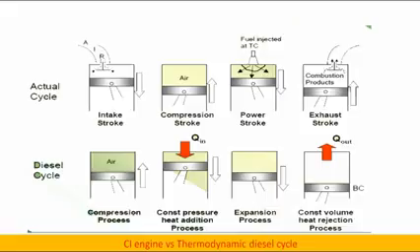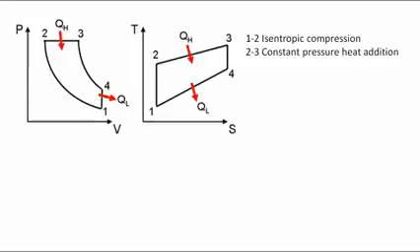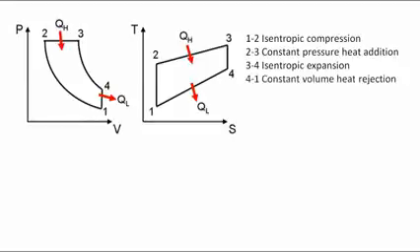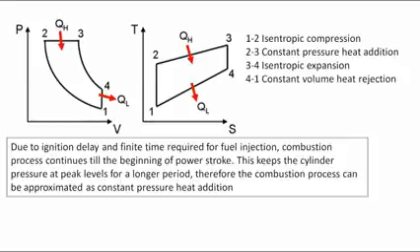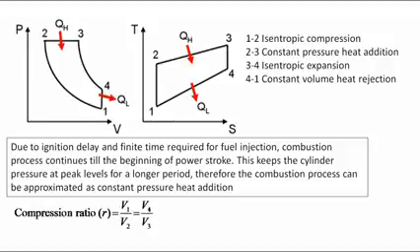Next, let us discuss the CI engine versus the thermodynamic diesel cycle and derive the relation for efficiency. 1 to 2 is isentropic compression, 2 to 3 is constant pressure heat addition, 3 to 4 is isentropic expansion, and 4 to 1 is constant volume heat rejection. Due to ignition delay and the finite time required for fuel injection, the combustion process continues till the beginning of the power stroke. This keeps the cylinder pressure at peak levels for a longer period. Therefore, the combustion process can be approximated as constant pressure heat addition.